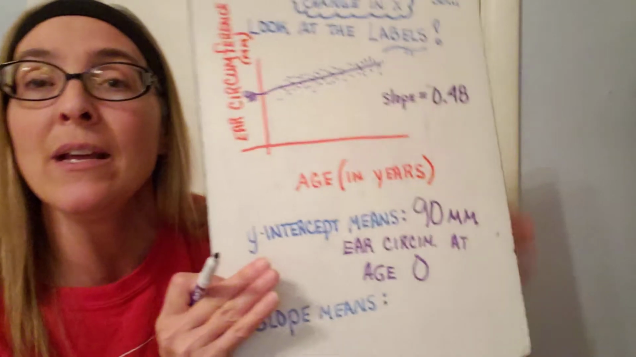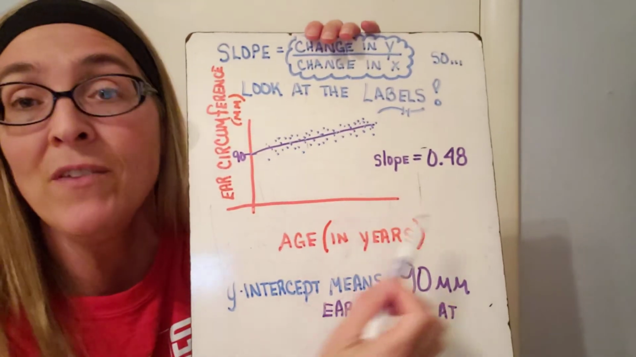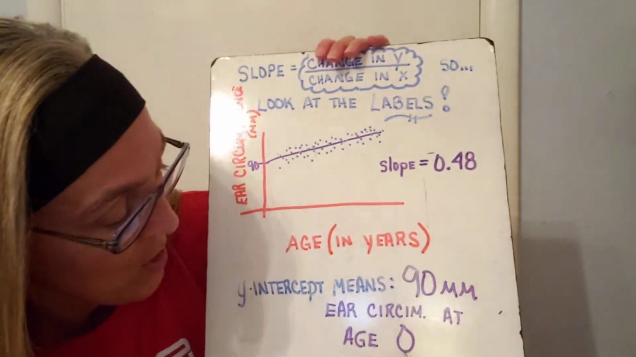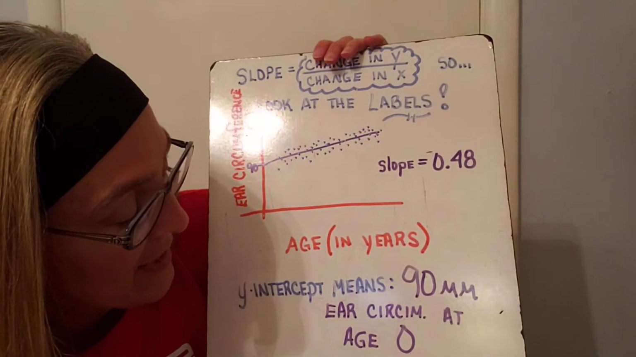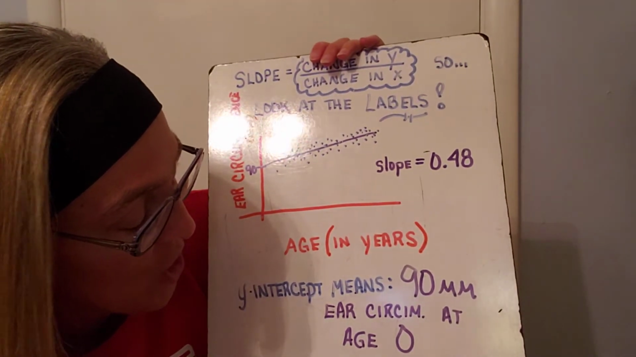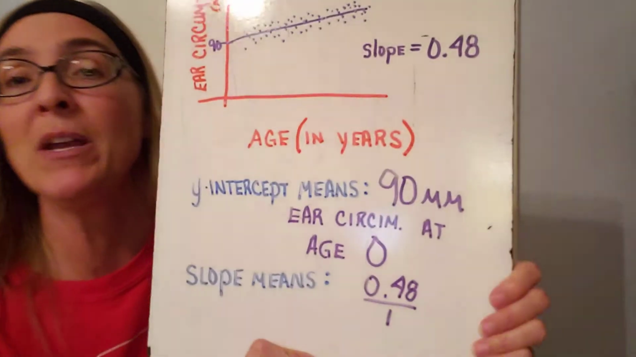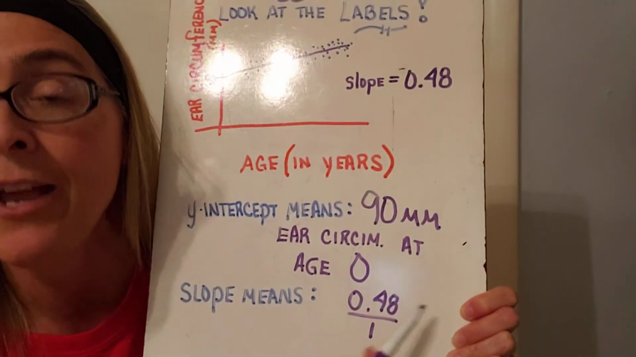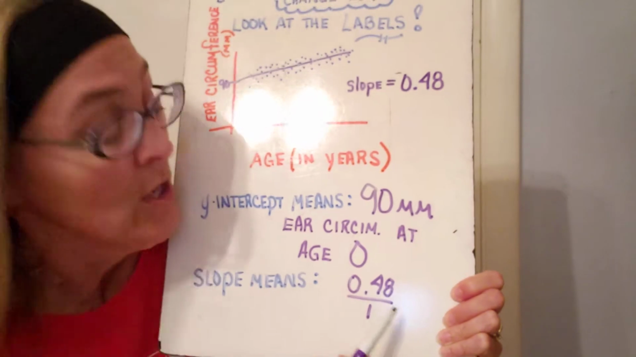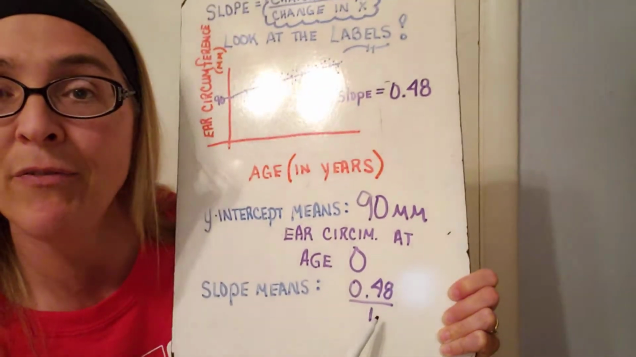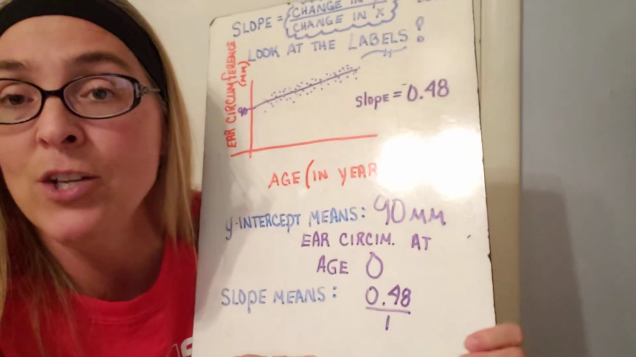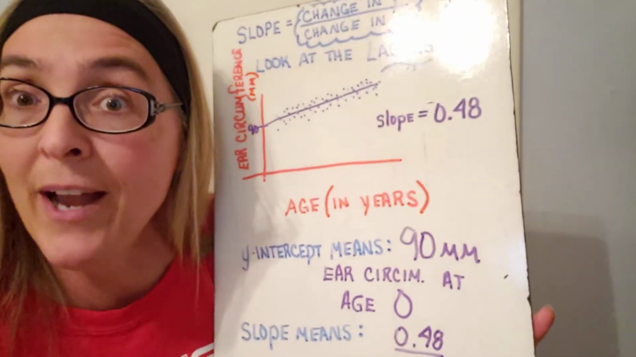I would immediately write whatever slope they've given you, and they give it to you each time. Well, that slope is going to be 0.48 over 1. And I'm going to write it as a fraction because remember, it's the change in y over the change in x. So when I write this number as a fraction, all I need to do is label it and then pick out the right answer.